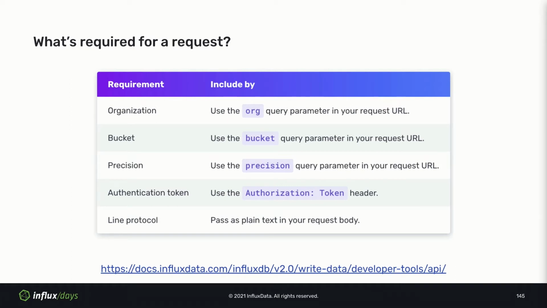Your post requests can be written with the following parameters, and they are required. You need your organization, your bucket, your data collection precision, whether that's a second or millisecond, an authentication token, and your line protocol data passed as plain text in your request. You'll see that I've included a link to the documentation in the slides, so if you are watching the talk at a later point, you can get detailed information on anything I'm talking about throughout the presentation.